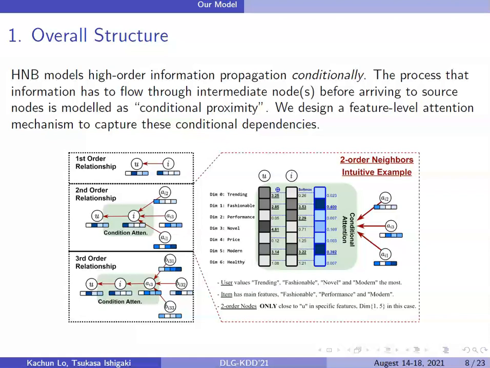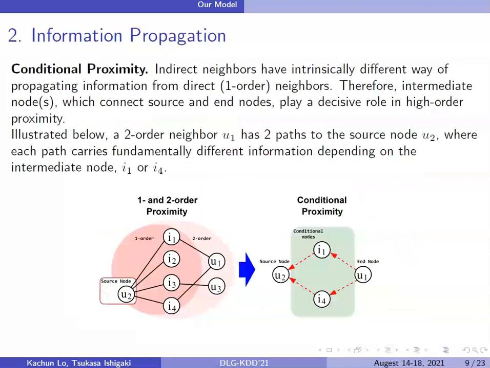Canopy models high-order information propagation conditionally. The process that information has to flow through intermediate nodes before arriving at the source node is modeled as conditional proximity, and we design a feature-level attention mechanism to capture such conditional dependencies. So what is conditional proximity?